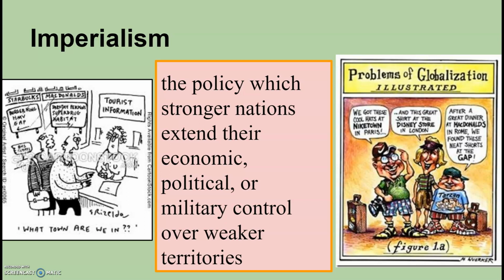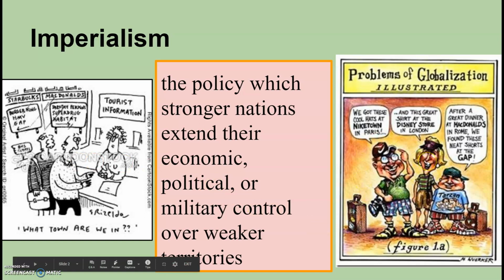All right, so if you see here this political cartoon on the left, the guy says, what town are we in? There's a Burger King, there's a Gap, so basically what they're trying to say is every town looks the same. And if you were to get in your car and drive around, a lot of towns look the same. They have the same stores, McDonald's is there, Burger King's there, Wendy's is there. There's not too many mom and pop places anymore.